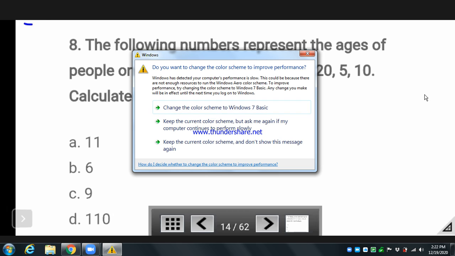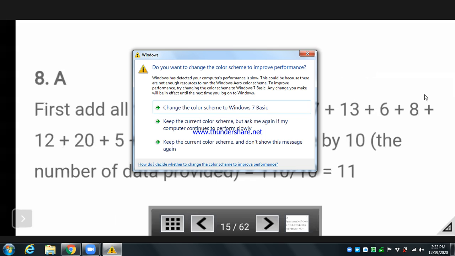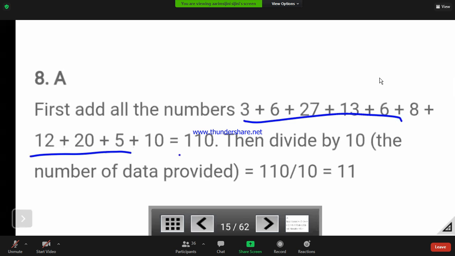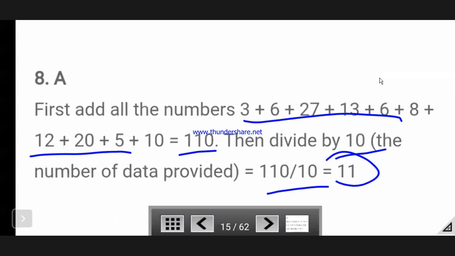11, ma'am. Answer is right. First, we add all the numbers. We are getting 110. After that, since there are 10 numbers, we are dividing it by 10. We are getting the value as 11.